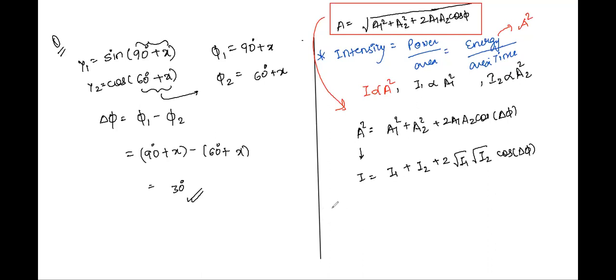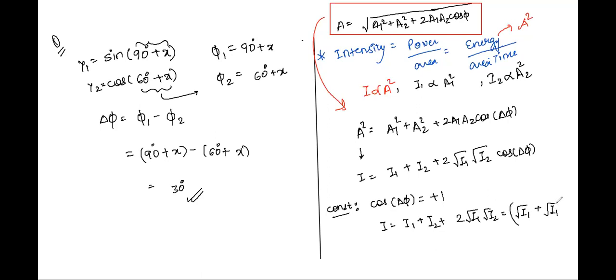Now let's say I'm talking about constructive interference. What is the value of cos delta phi in that case? Plus 1, right? So I will be equal to I1 plus I2 plus 2 under root I1 I2. This can be written as root of I1 whole square plus root of I2 whole square plus 2 root I1 I2, that is, root of I1 plus root of I2 whole square. This is the value of maximum intensity whenever constructive interference is taking place.